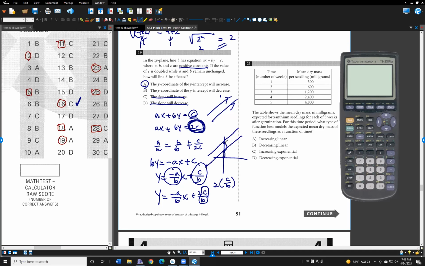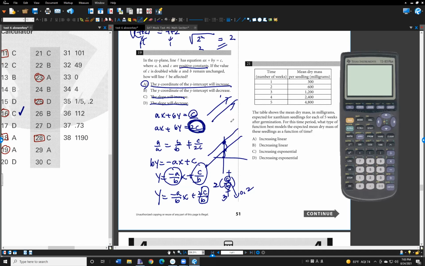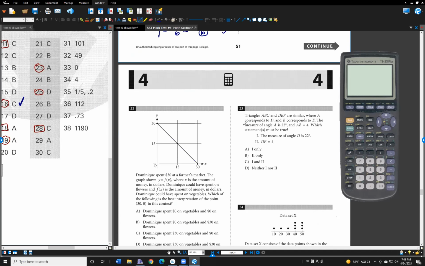increased. It's okay? Twice, because c is positive, this is positive. If we have some number like 3, 2 times 3 is 6, increased. If we have 0.2, 2 times 0.2 is 0.4, twice, already increased, okay? Choice A is the answer. That's number 19. All right, move on to number 23.